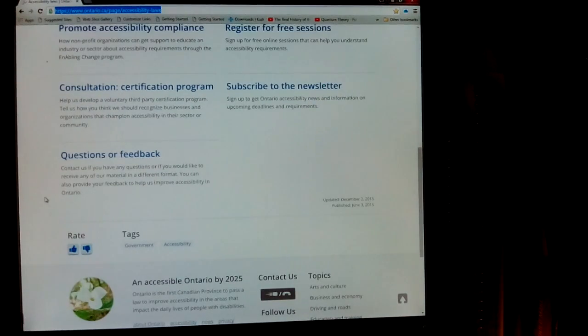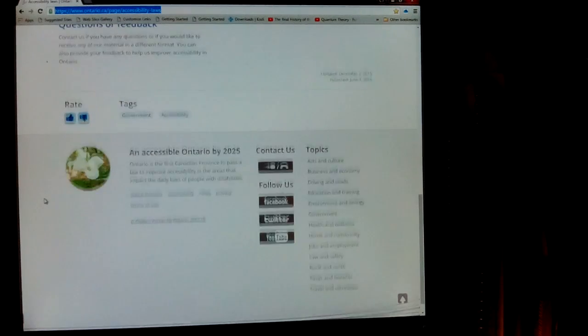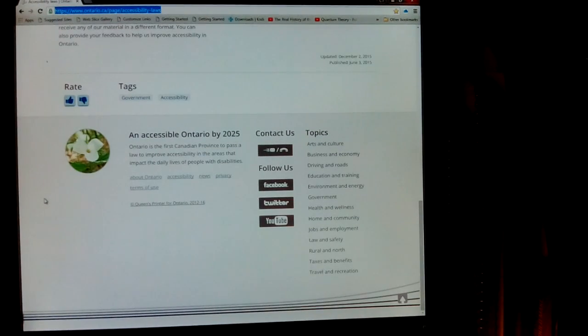Updated December 2nd, 2015, and published June 3rd, 2015. So this was published a little over a year ago. And they have this nice thing at the bottom here: an accessible Ontario by 2025. Ontario is the first Canadian province to pass a law to improve accessibility in the areas that impact the daily lives of people with disabilities. About, Ontario accessibility news, privacy, terms of use. Queen's Printer for Ontario 2012 to 16. And of course they have contact us, follow us on Facebook, Twitter, or YouTube.